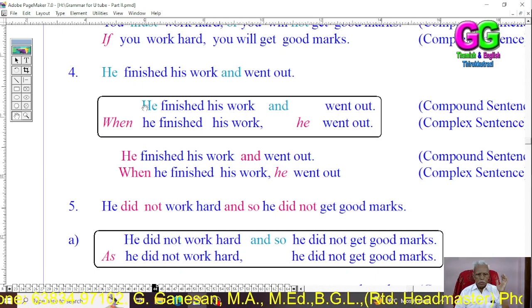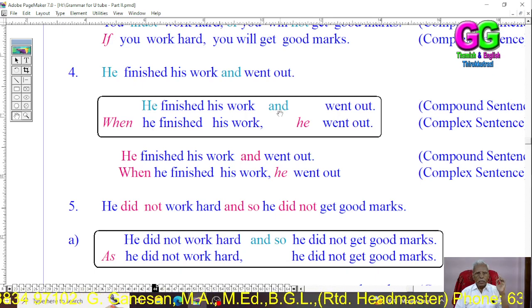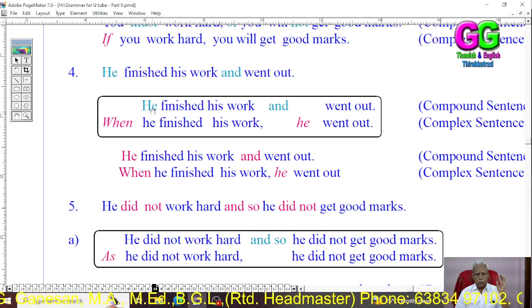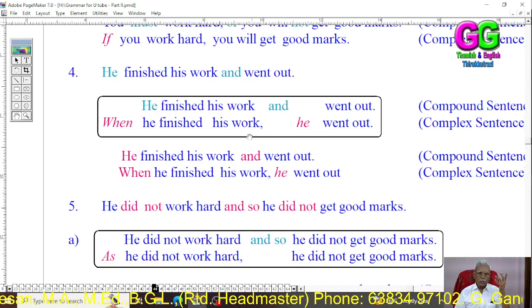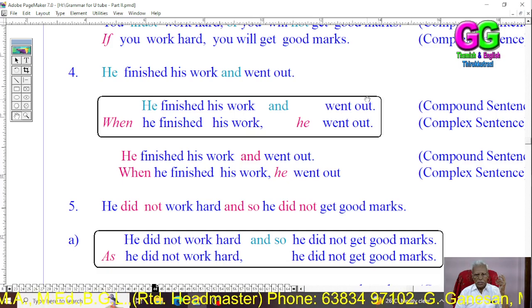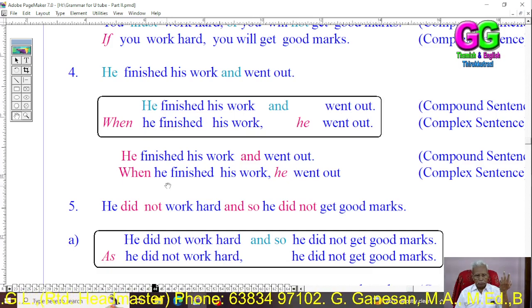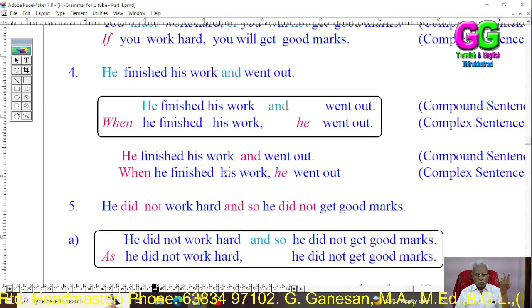And when small h and is removed, a comma, there is no subject. So this subject has been used. He finished his work, and went out. When he finished his work, he went out. Compound to complex.